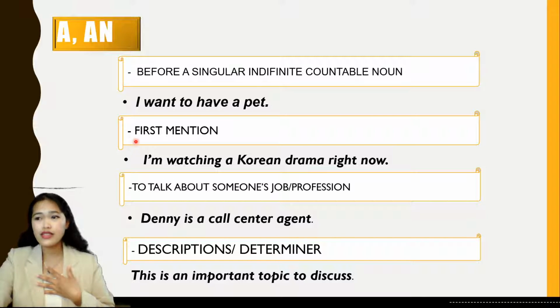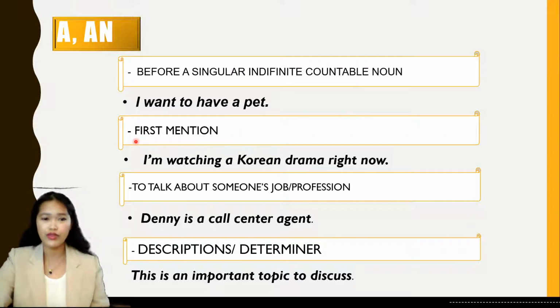Next, we use a if it is the first time you mention the thing. When I say I want to have a pet, this is the first time I mention the pet, my first time to mention the desire of having a pet. So I say, I want to have a pet. It's the first time I mentioned that.